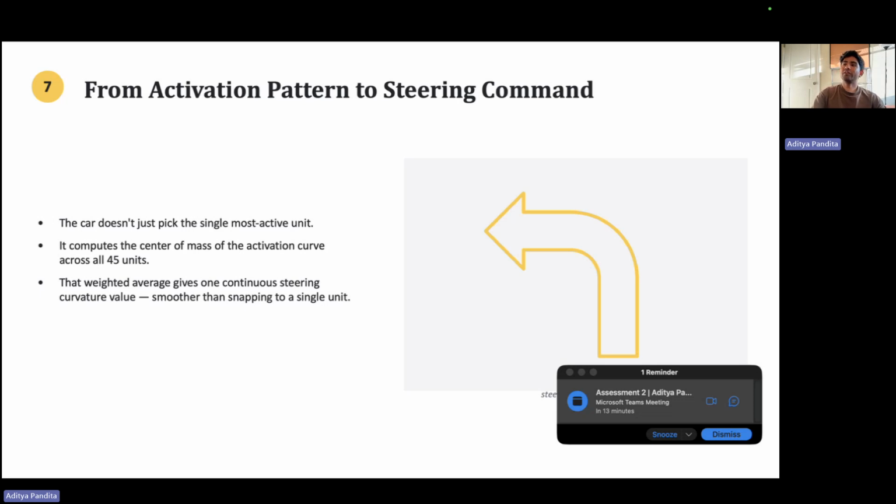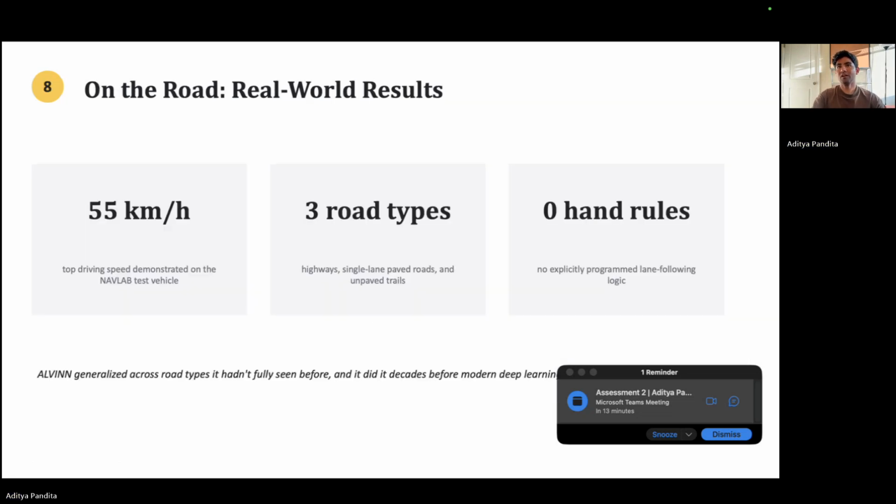From activation pattern to steering command: given that curve of 45 activations, the car still needs one number to actually steer by. ALVIN computes the center of mass, a weighted average across all 45 unit activations. That single weighted value becomes the steering curvature command sent to the vehicle. This is simple arithmetic, but it's what turns a soft distributed output into a precise continuous driving decision on the road.